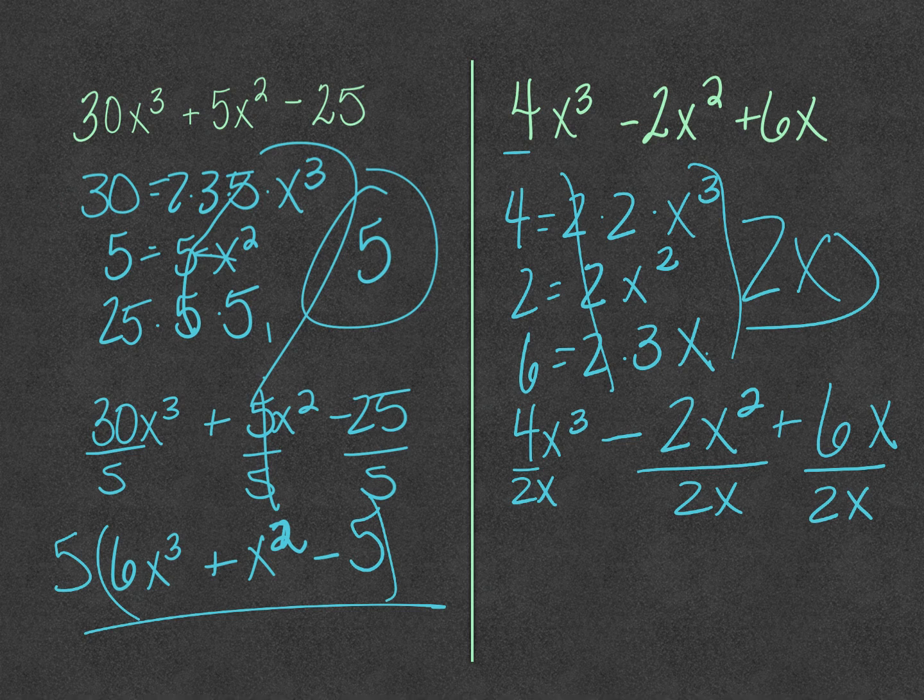Okay, so 4 divided by 2 is 2. x to the third divided by x is x squared. 2 divided by 2 cancels. x squared divided by x, 2 minus 1 would be x. 6 divided by 2 is 3, and the x's cancel. And then I'm going to put my common GCF out here in the front.